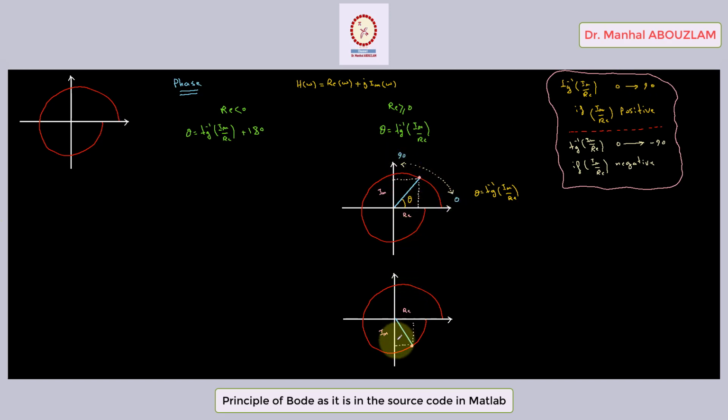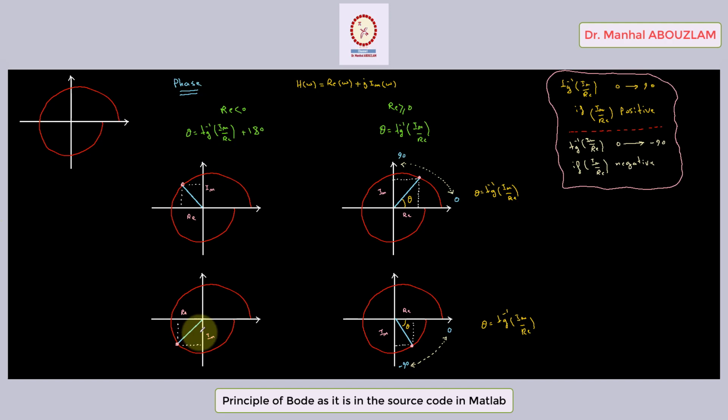Now for the second case, where you are in this region, the phase is equal to this angle, because this angle is equal to the inverse tangent of this ratio. And as this ratio is negative, so this angle is negative. So the point in this region varies from 0 to negative 90. Now when the real part is negative, we also have two cases. Either you are in this region or in this region.